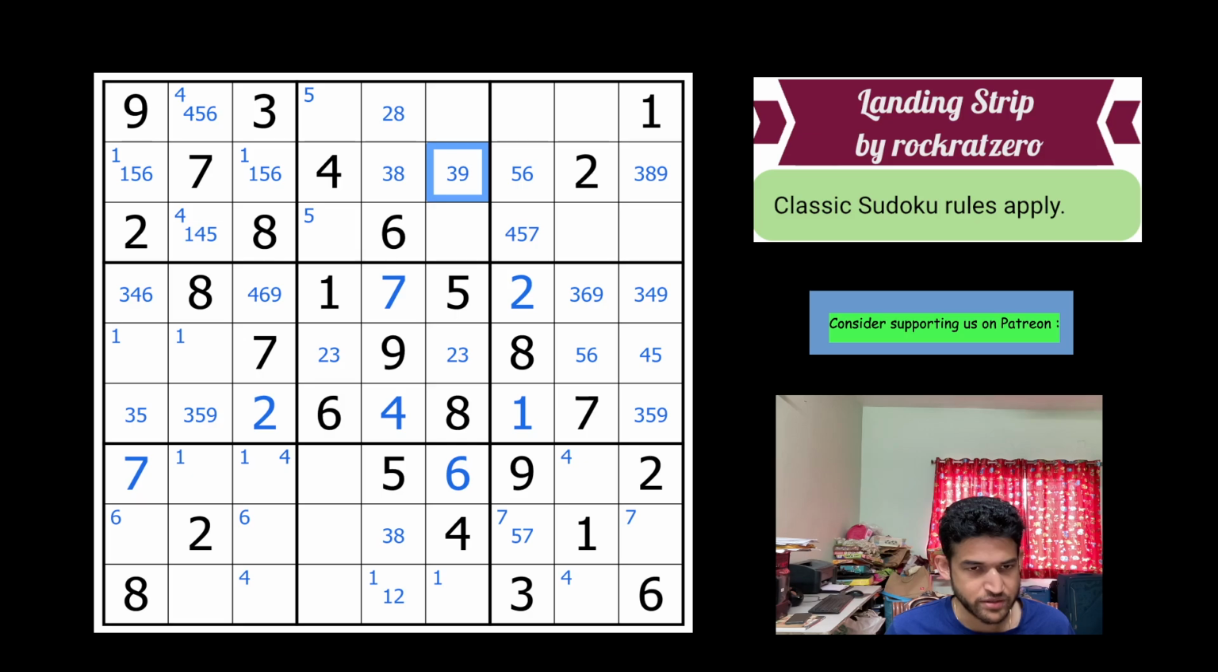Okay, looking at this cell, 4, 5, 6, 3, 8, and 1. So 2, 7, and 9. And let me make some pencil marks here. 4, 5, 7, 8. So these would be 4, 5, 8. And 5 cannot be here. 8 cannot be here. This would be 5, 7, 8.